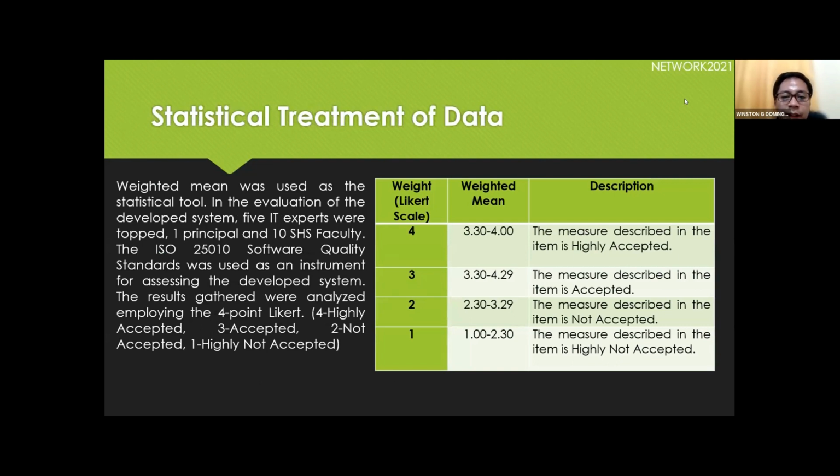Here is the statistical treatment of the data. I used the Likert scale and the weighted mean: 4 is highly accepted, 3 is accepted, 2 is not accepted, and 1 is highly not accepted. A weighted mean of 3.30 to 4 means the measure described in the item is highly accepted. From 2.30 to 3.29, the measure described in the item is accepted. From 1.30 to 2.29, the measure is not accepted. And from 1 to 1.29, the measure described in the item is highly not accepted.